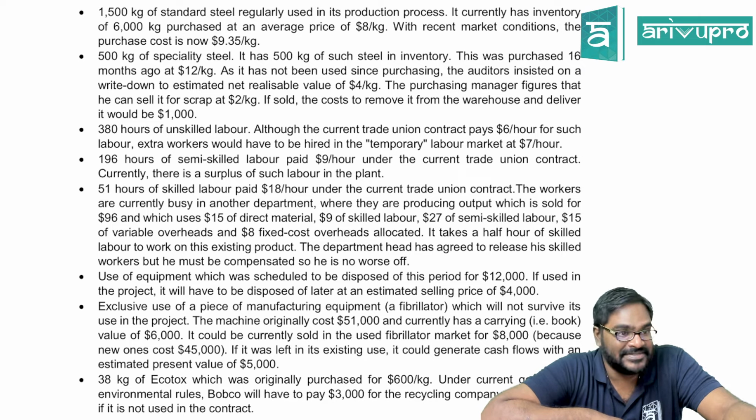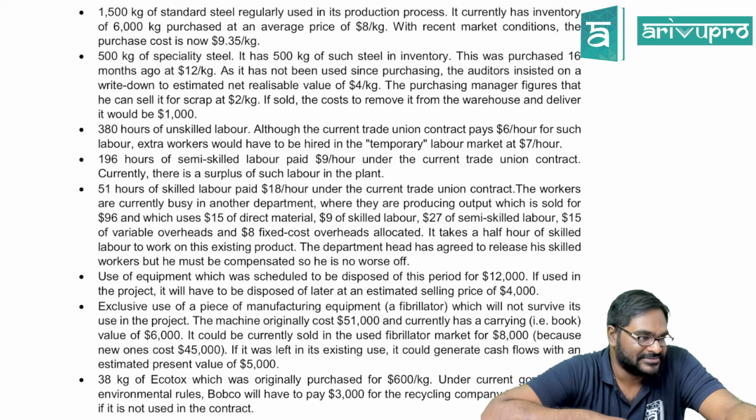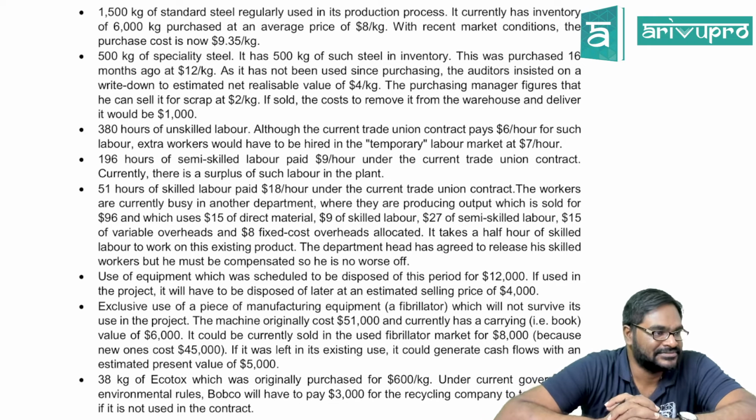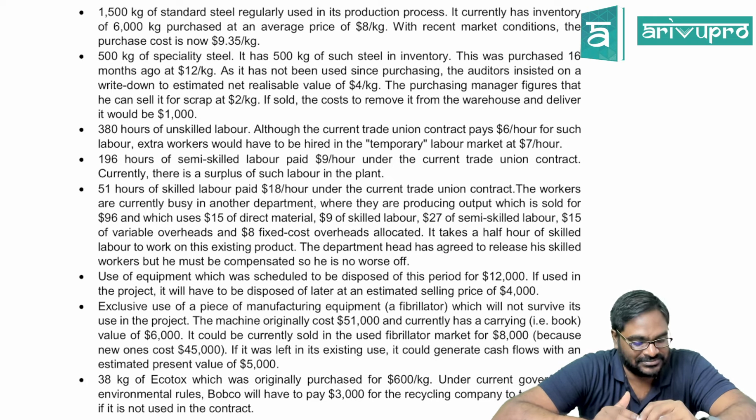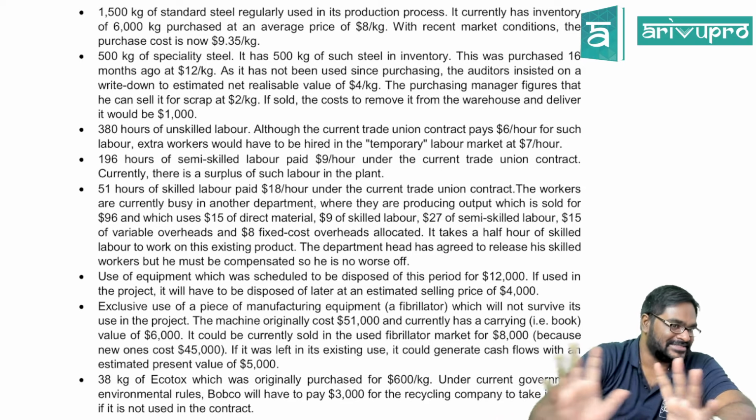196 hours of semi-skilled labor paid $9 per hour under the current trade union contract. Currently, there is a surplus of such labor in the plant. So what's the relevant cost? Zero. What does surplus mean? Surplus means excess. There's no relevant cost.